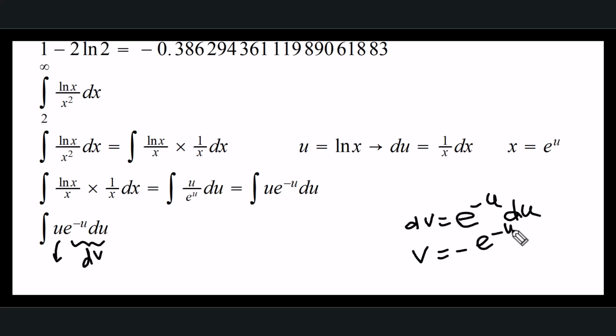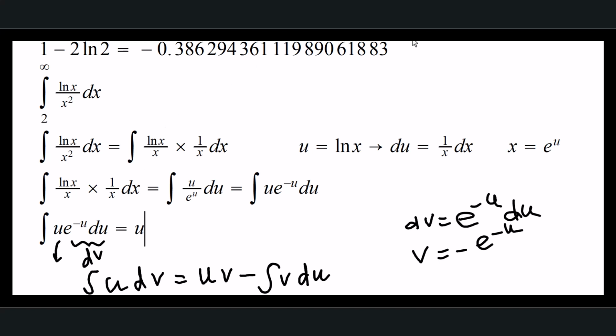Negative e to the negative u. So remember our integration by parts rule tells us that this is uv minus the integral of v du. So what we get here is u times v, and v is negative e to the negative u, so negative u e to the negative u, and then minus the integral of v du.